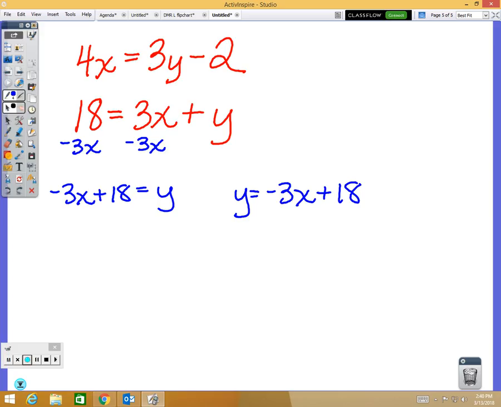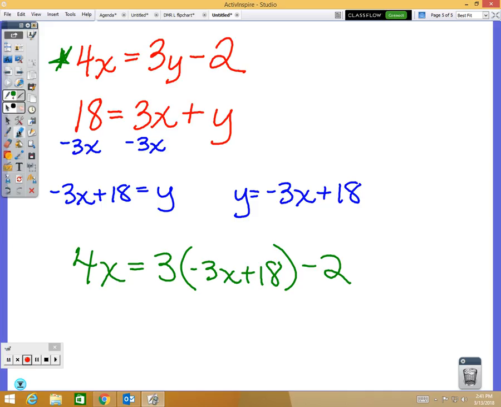Has to be. Alright, so I'm going to switch colors here since I'm not writing my steps necessarily. So I'm now going to substitute into my first equation 4x equals 3 times what my y is, -3x plus 18, and then -2. I'm going to use my highlighter here to help us out a little bit. This y is being replaced with this right here. So I rewrote my second equation as y equals, and then I replaced that into my other equation.